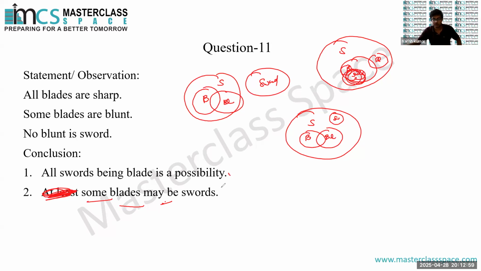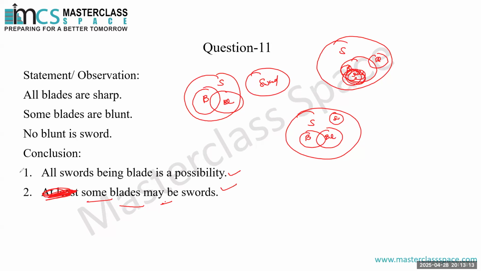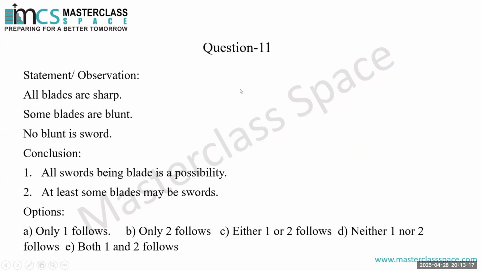So both are okay. For possibility, you just check for only one diagram, whether it is correct in one diagram or not. But for the statements, you have to see in all the diagrams. Clear, guys? Any doubts in this? No, sir. Okay.